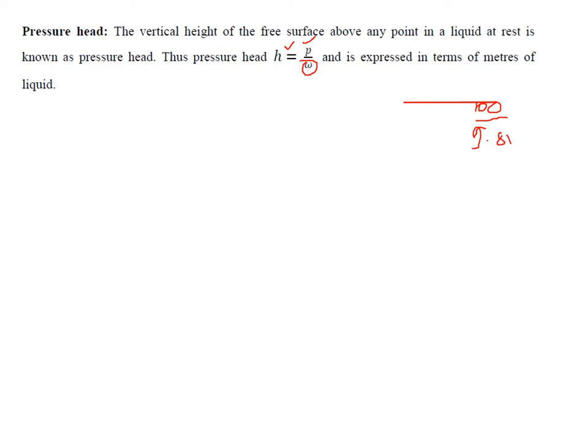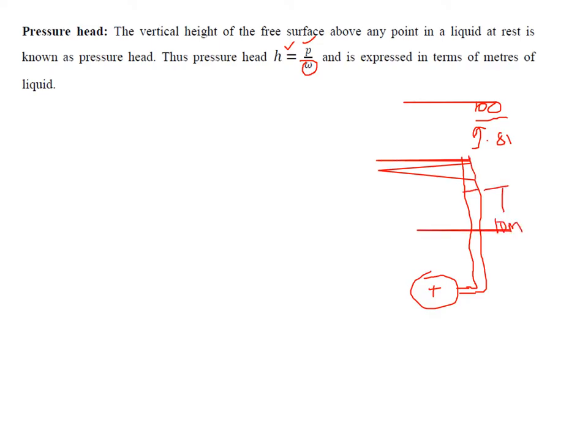That means if the pressure somewhere here is 100 kilonewton, and you fit something like a manometer or a piezometer, then depending upon the pressure, the water will rise to this level. This height will be approximately 10 meters, because I have taken 9.81 as 10. So 100 divided by 10 is 10 meters. So the pressure here will be 100 kilonewtons per meter square.